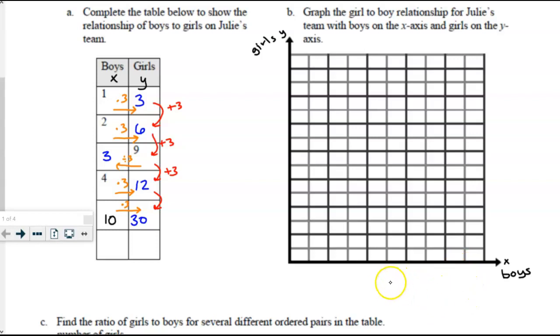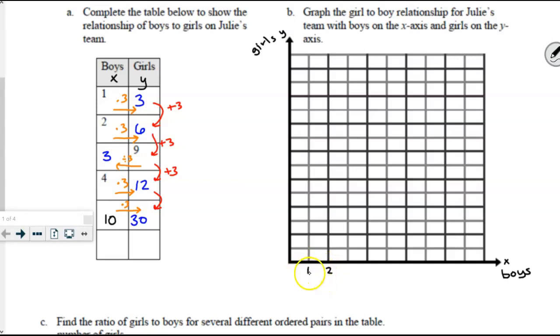Scaling is the other part that we want to talk about, and scaling refers to what we're counting by. So you can see we've got this grid. What is each mark on the grid going to represent? Think about the situation. Does it make sense to count by halves? No, you can't choose half of a person to be on the team, so it doesn't make sense to scale by halves. Instead, for this situation, it probably makes sense to count by ones.